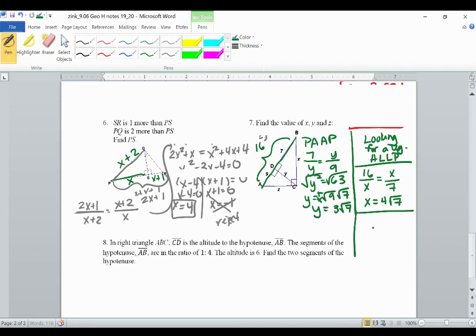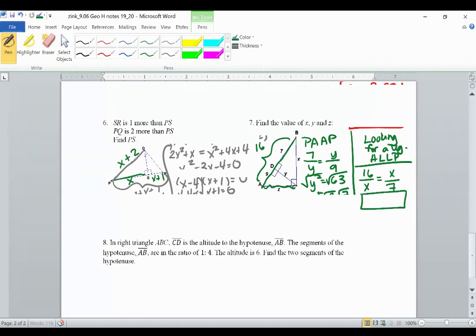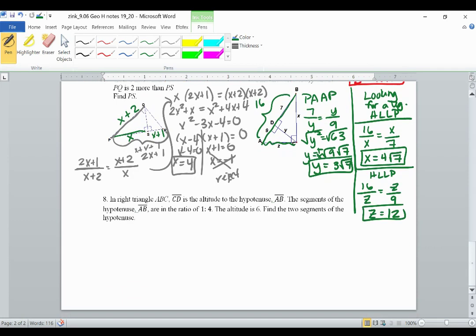And then lastly, we're going to find z, also a leg. So we're going to do HLLP again. Take our whole hypotenuse as 16 over z equals z over, this time, the part closest to z would be the 9. Cross multiply, reject your negative, you get z equals 12. So those should be your 3 different values for x, y, and z.